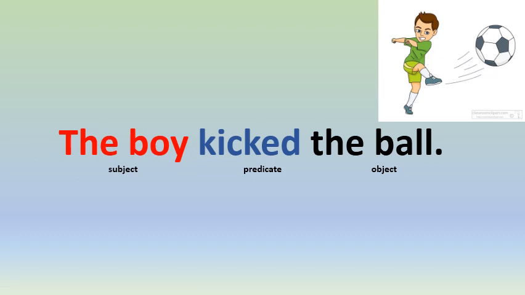The boy kicked the ball. Children, always in a sentence you should try to identify the verb in the sentence. Well, can you identify the subject in this sentence? Yes, the boy is a subject. Well, can you identify the verb? Well, kicked is a verb, isn't it? Yes, predicate contains the action word or the verb. So, kicked is a predicate. The ball is an object. Yes, action is being done to the ball, isn't it? So, the ball is an object.